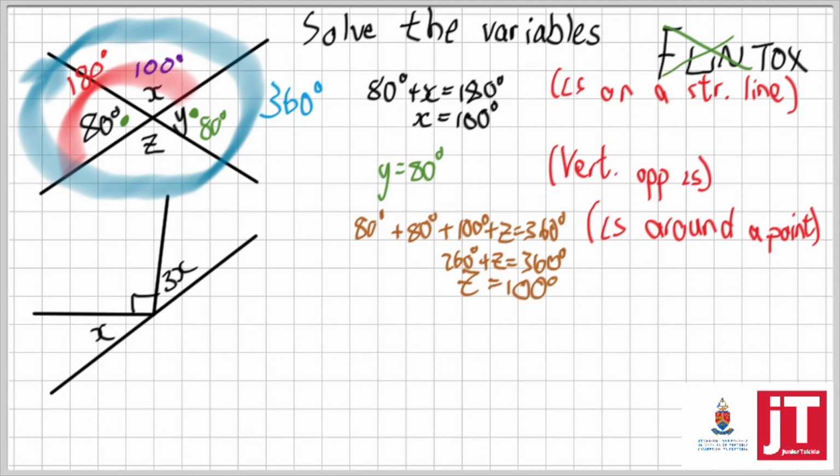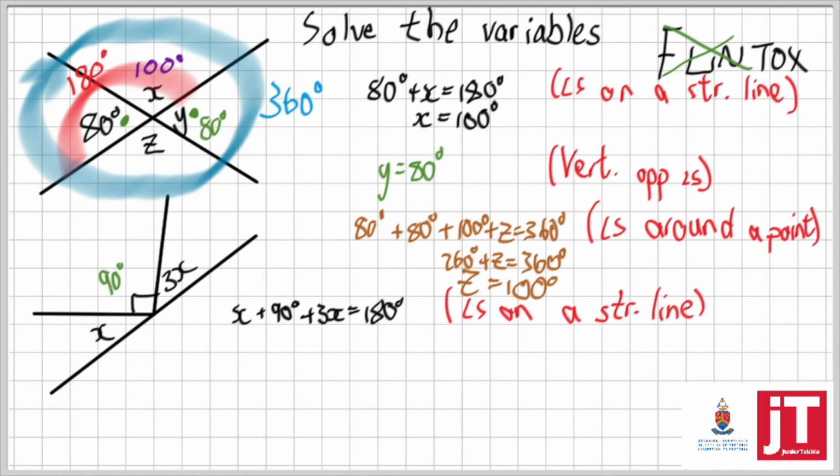The next question is, I've got x and 3x and I've got a 90 degree there. What do I know about those three angles? Let's set up my equation. Well, the x plus the 90 plus the 3x must be equal to 180 degrees. Why? They are adjacent angles on a straight line. There we go.